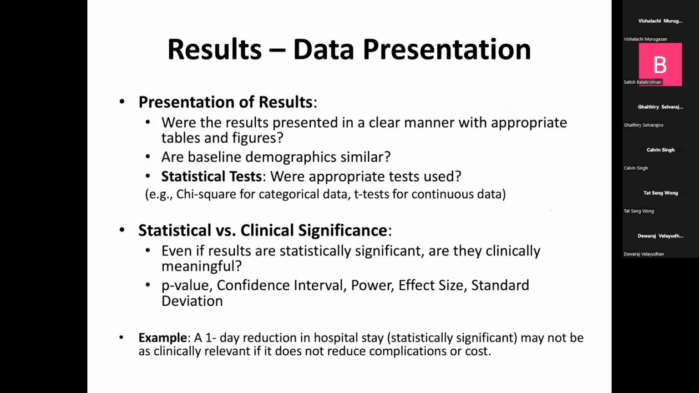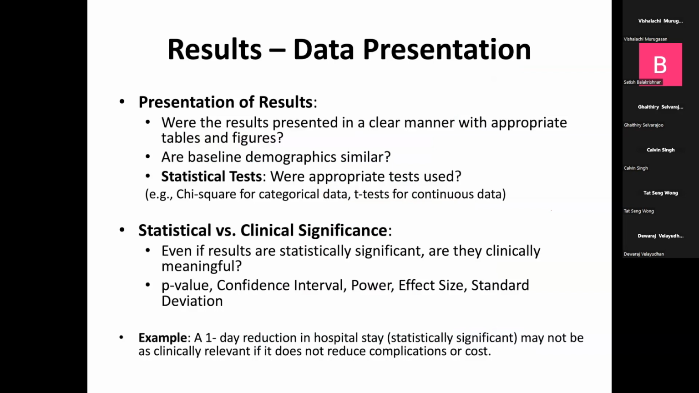So we have covered introduction, we have covered research questions, we have covered methodology. We're moving to data presentation under the results segment. So when we present the data, you need to be very clear. Were the results presented in a clear manner? Were there appropriate tables and figures? Are the baseline demographics similar?